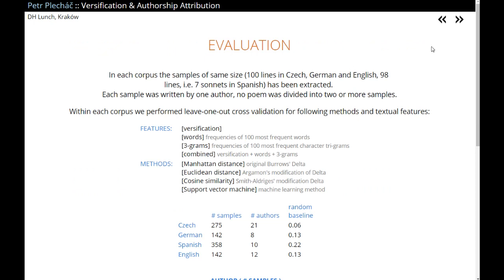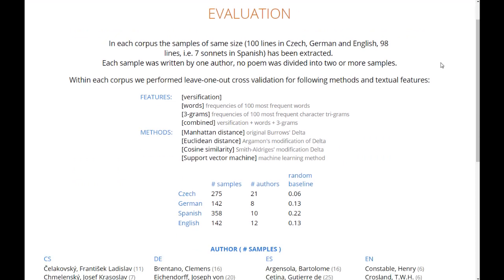Now, the evaluation was done in the following way. In each corpus, we took the samples of same size. In Czech, German, and English, it was 100 lines. In Spanish, it was 98 lines because it corresponds to 7 sonnets. And the Spanish corpus consists only of the sonnets. So we've extracted it in a way that each sample was written by one author, and no poem was divided into 2 or more samples.